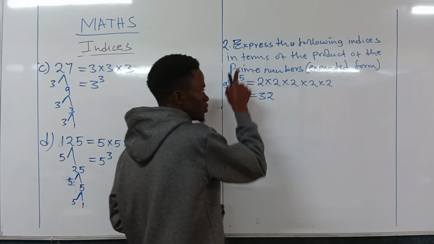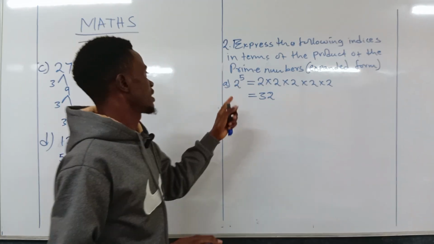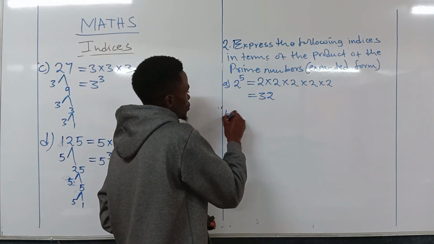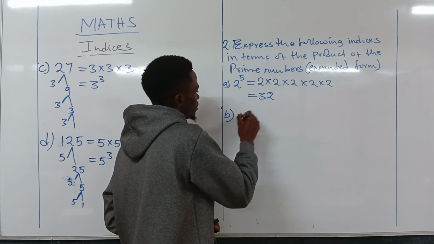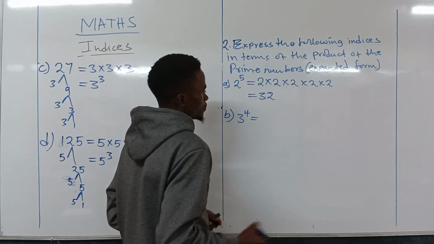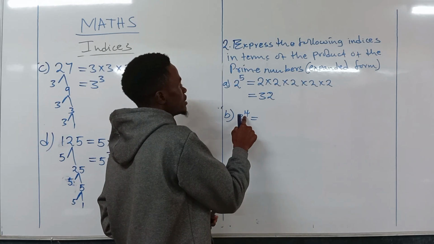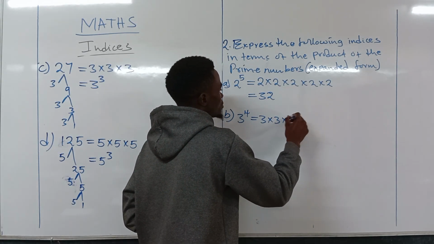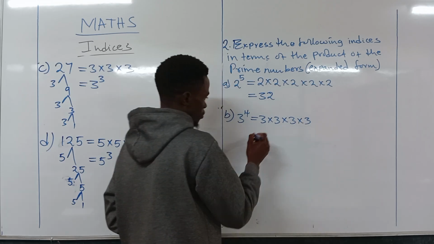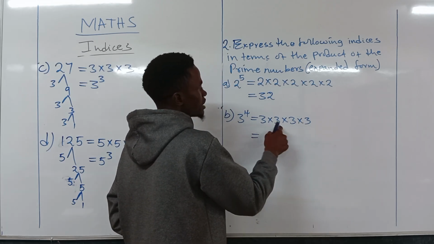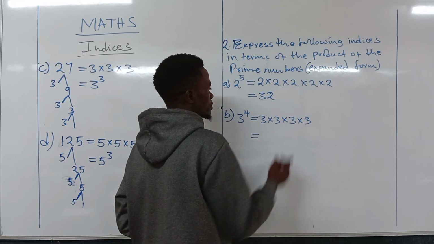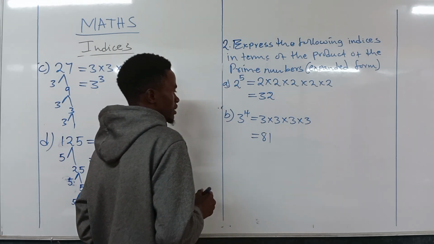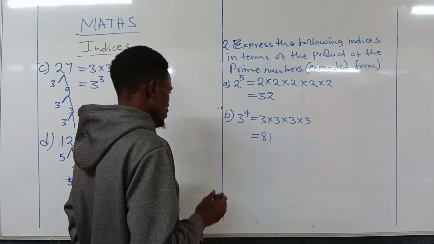So you can be asked to do a reverse of that. You are given a number in index form, and then you are supposed to solve it. So we have a number like 3 raised to power 4. The number 3 is repeated 4 times. So we have 3 times 3 times 3 times 3. 3 times 3 is 9, 9 times 3 is 27, 27 times 3 is 81.